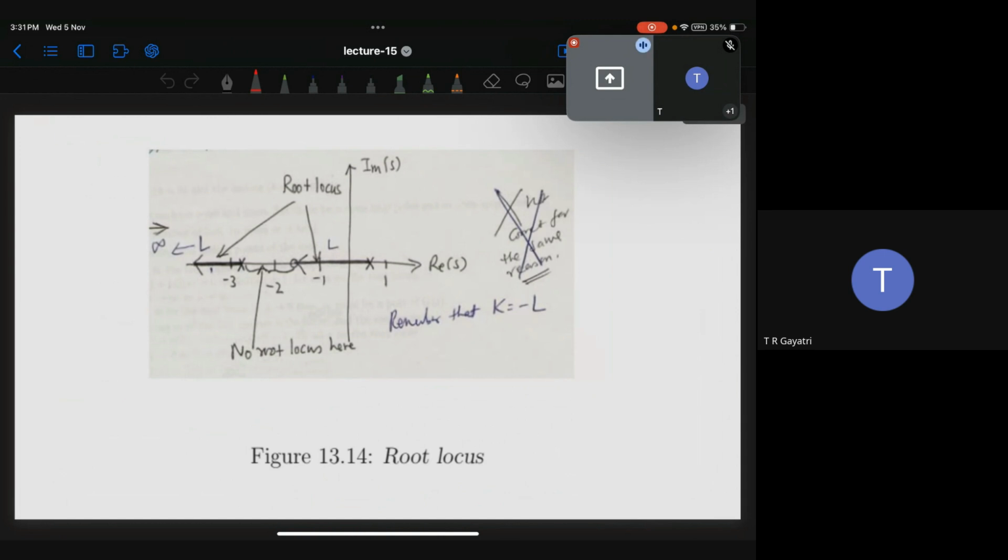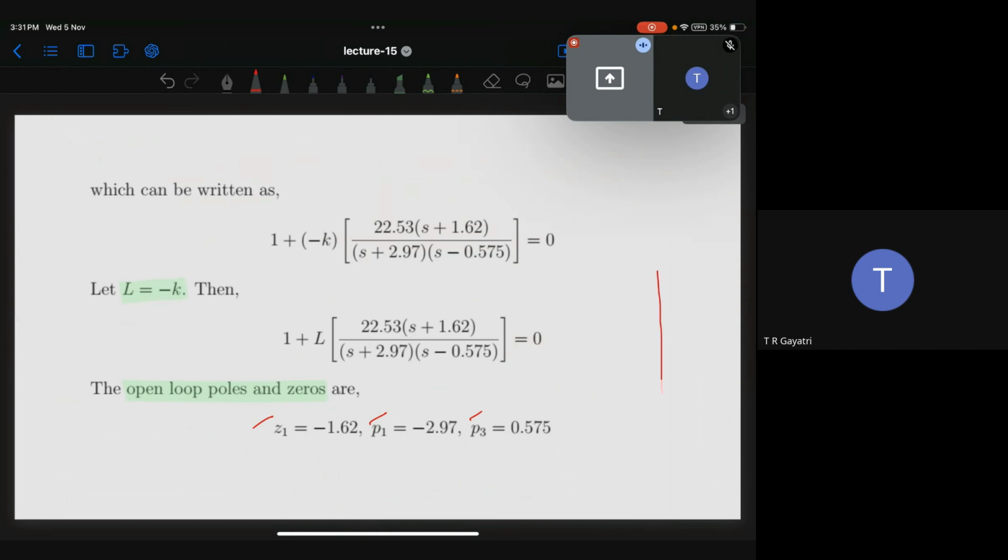Now you can see here, I'll try here only, you will understand. This is the real part, this is the imaginary part. First P3, P3 is this. Next P1, P1 is this, minus 2.97. Let me write it here, minus 2.97. Then Z1 is minus 1.62.